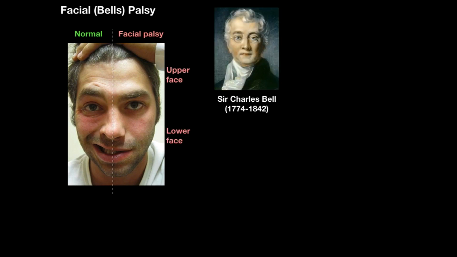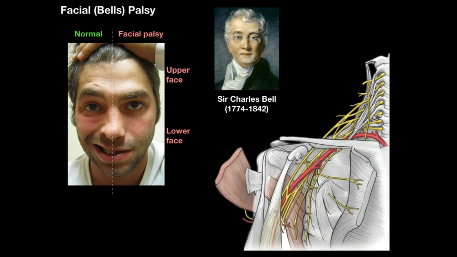Now, facial palsy is called Bell's palsy after the anatomist Sir Charles Bell, who wrote in some pamphlets and then journal articles about what he observed in this facial paralysis. He also identified the long thoracic nerve that innervates the serratus anterior muscle. So the long thoracic nerve is also called Bell's nerve. I don't know why it didn't stick.